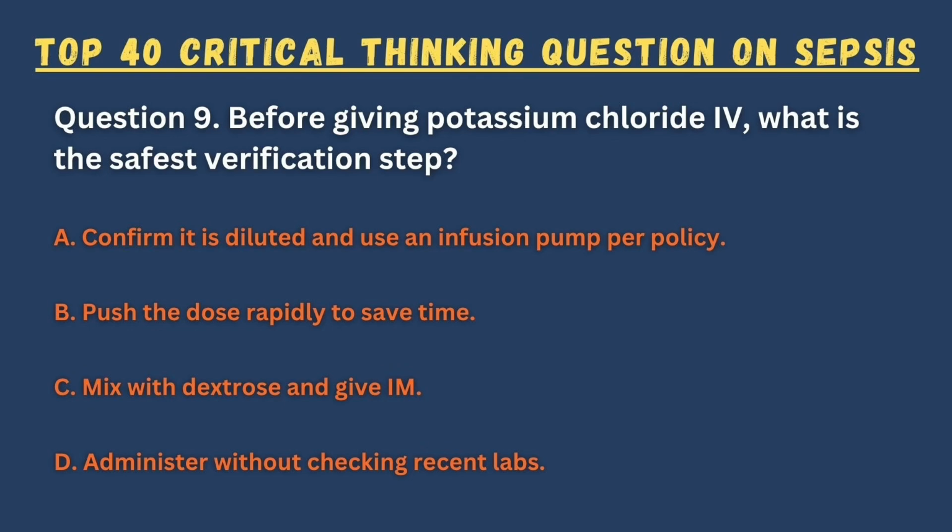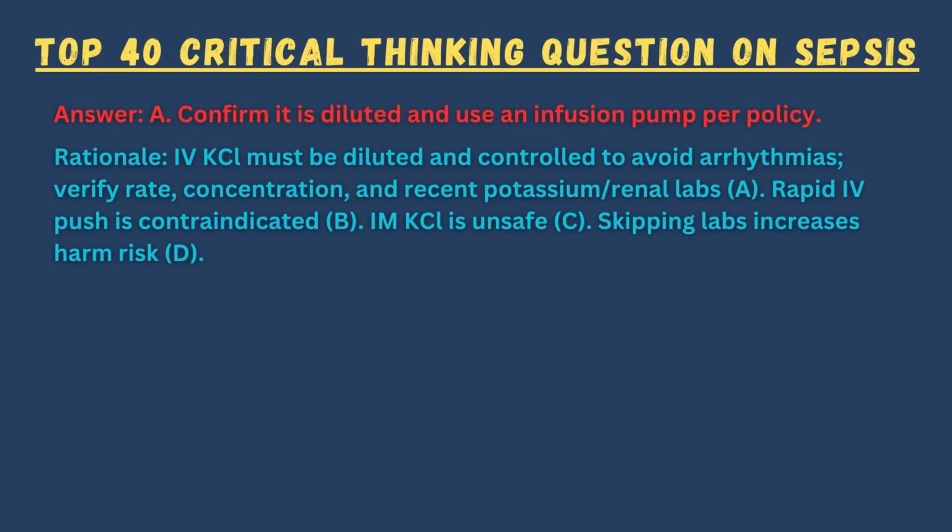C. Mix with dextrose and give IM. D. Administer without checking recent labs. Answer. A. Confirm it is diluted and use an infusion pump per policy. Rationale. IV KCl must be diluted and controlled to avoid arrhythmias. Verify rate, concentration, and recent potassium or renal labs.